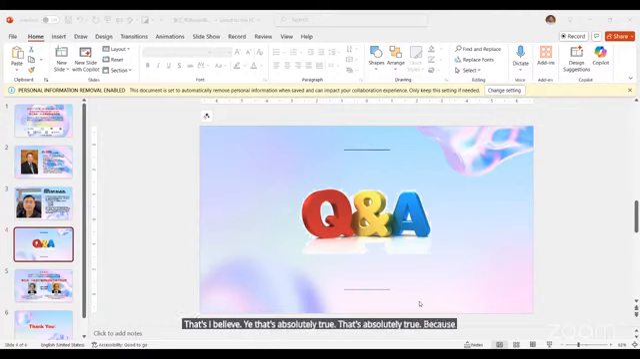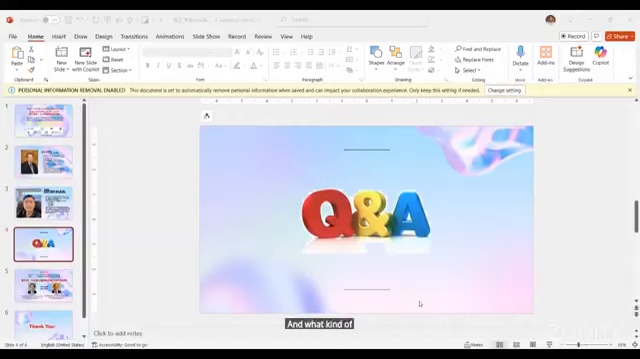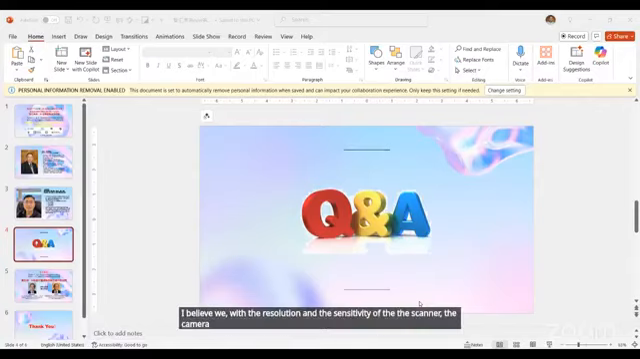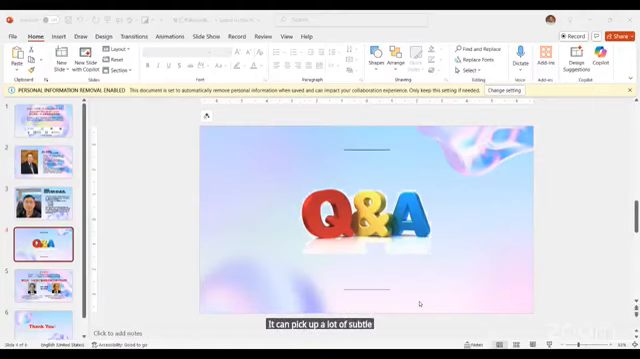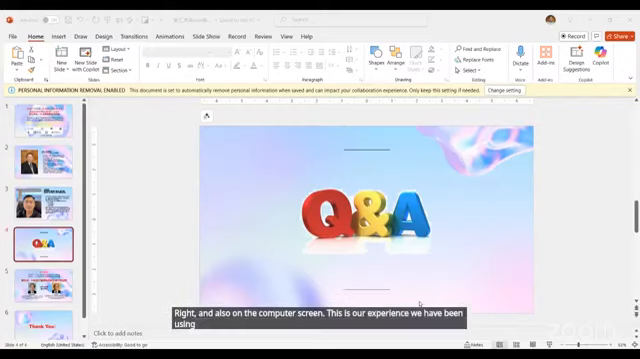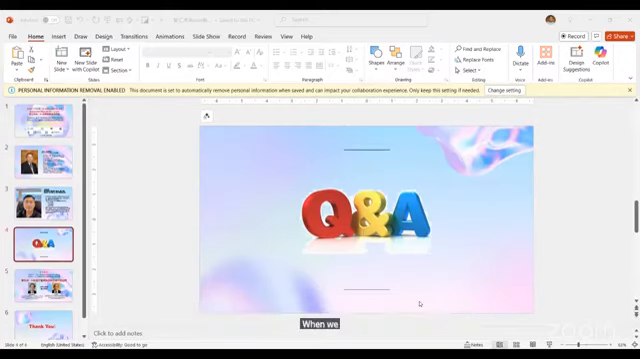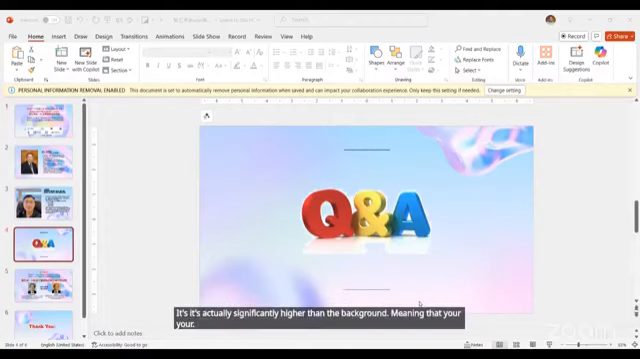Because human eyes can only see certain wavelengths, and it also depends on, remember we talked about, what kind of computer screen you're using. That makes a difference. And what kind of camera sensor you are using in the scanner. With the resolution and sensitivity of the scanner's camera, it can pick up a lot of subtle light that is almost unobservable for human eyes, and that still makes a difference. This is our experience: when we look at the images on the screen, it shows negative or pitch black, but when you put the cursor there to show the fluorescence activity, it's significantly higher than the background, meaning your screen is probably just not expensive enough to reflect that difference. Yeah, that's true.